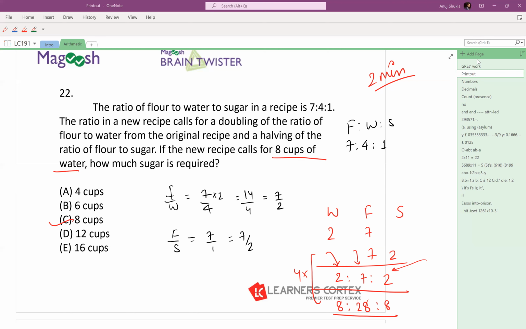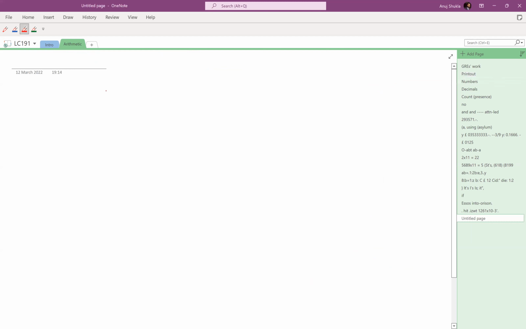In ratios, you remember something: if the ratio is given as A by B, and you multiply or divide with any number K, the ratio will remain unchanged. If suppose it is 1/2 and you multiply with 2, the ratio will remain 1/2. If you divide by some number, suppose 2, then also the ratio will be 1/2.